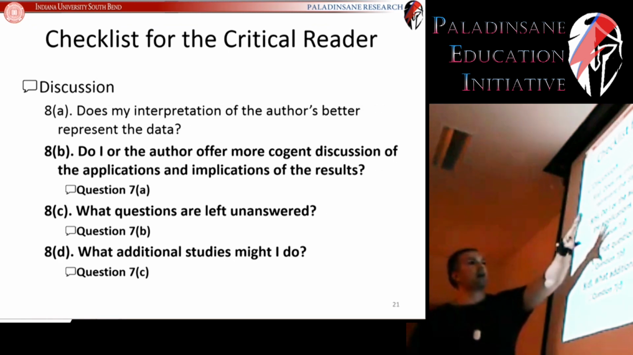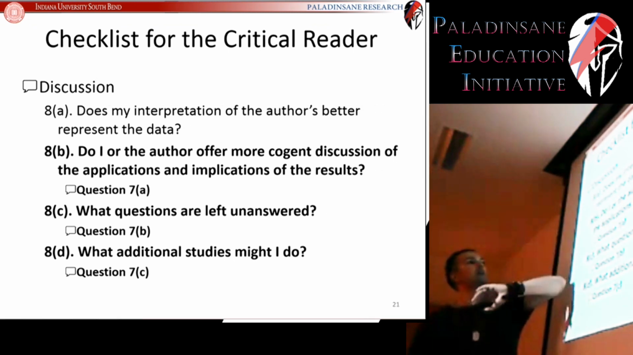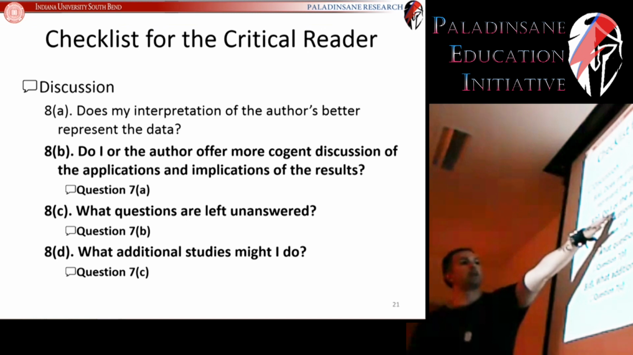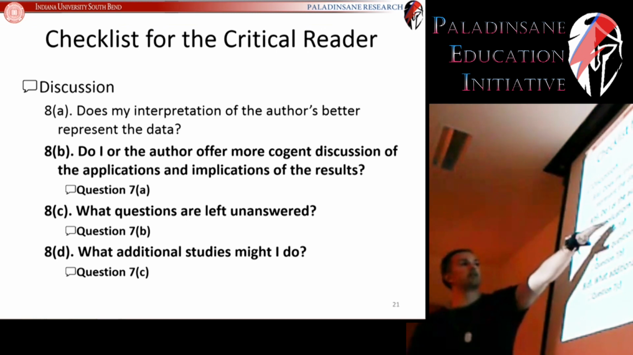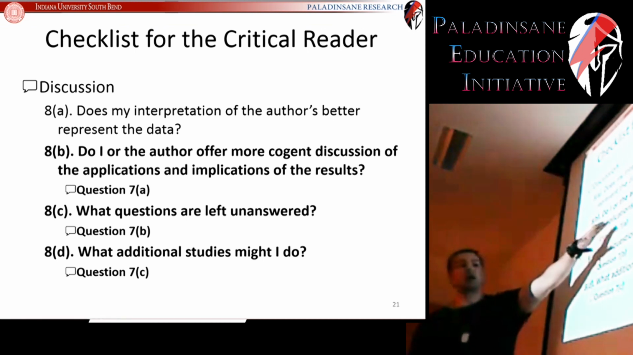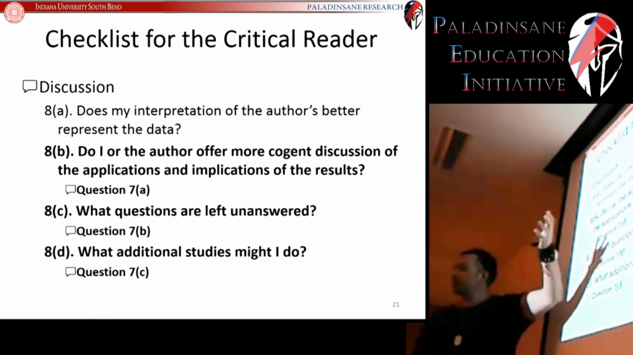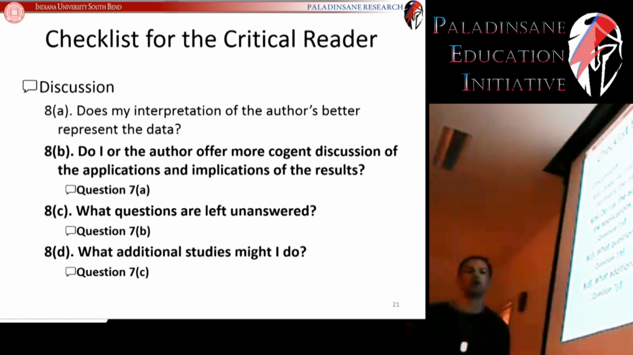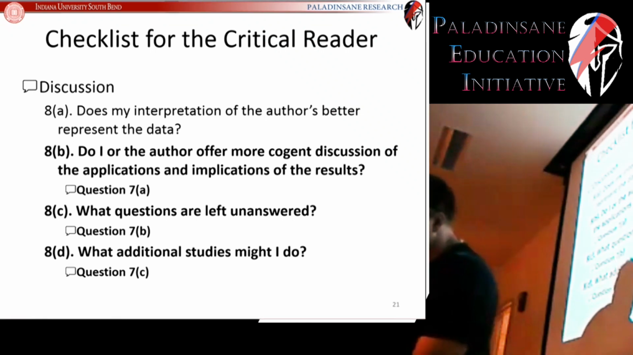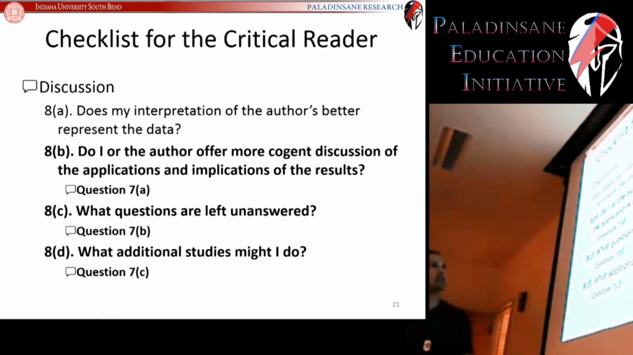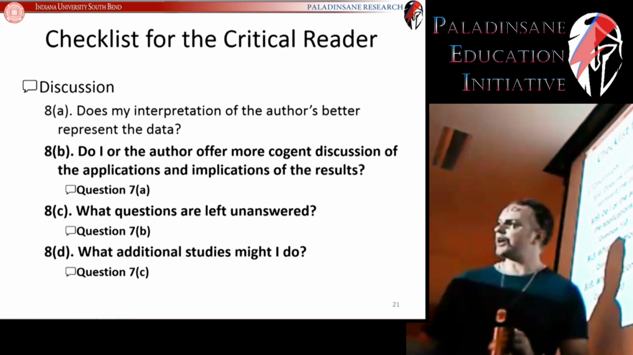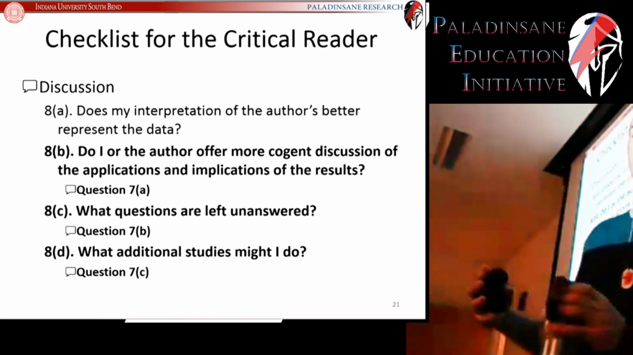So I would highly recommend you go in there with, what is the author's application and implications? Are mine better? Where are the unanswered questions? Keep that in mind as you're reading through. It'll help you process that information. All right, so that's the checklist for the critical reader. Any questions on that before we go to our sample paper?